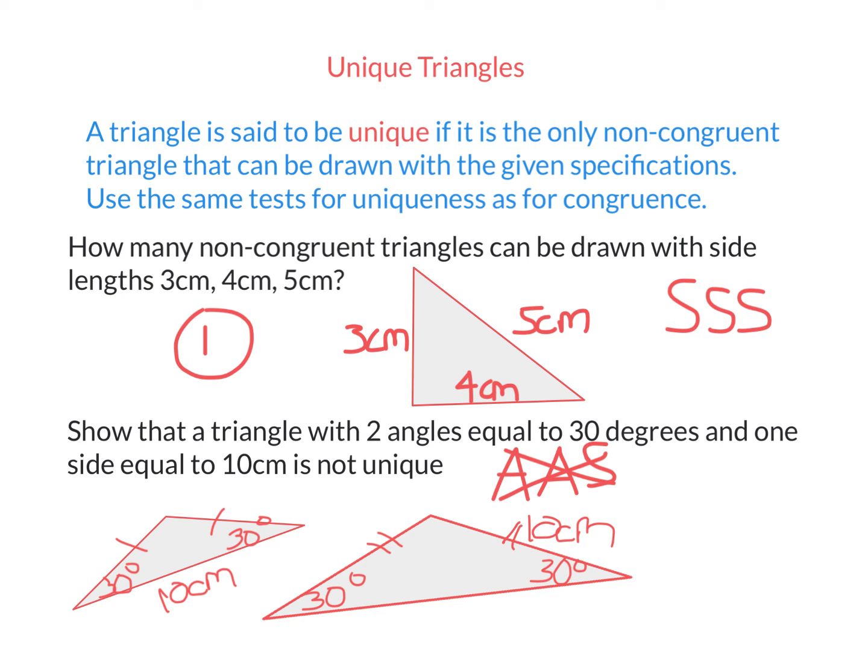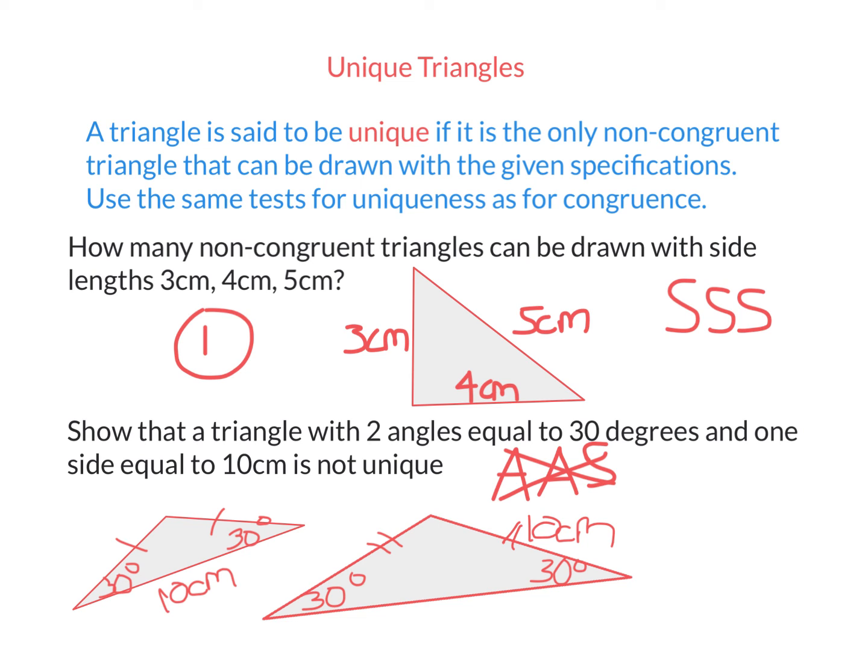We can't use the AAS test because the sides are not corresponding. So what that means is it's possible to draw two non-congruent triangles that have two angles equal to 30 degrees and one side 10 centimeters. So that means this triangle is not unique. If I just give you two angle sizes and a side length, in general, that triangle will not be unique. You will be able to draw multiple non-congruent triangles with those specifications.